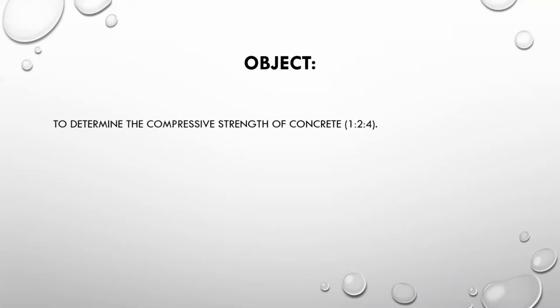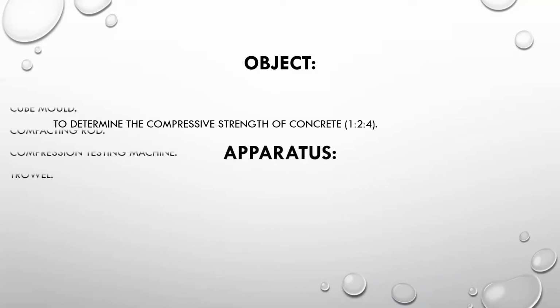Okay, next, what is this? Let's have a look. What is the objective of this experiment in the strength of material? We have to determine the compressive strength of concrete 1:2:4. So we have to find out the compressive strength of concrete. And how can we do that? Let's make a start.